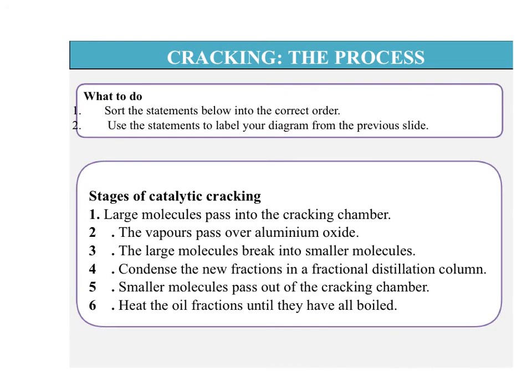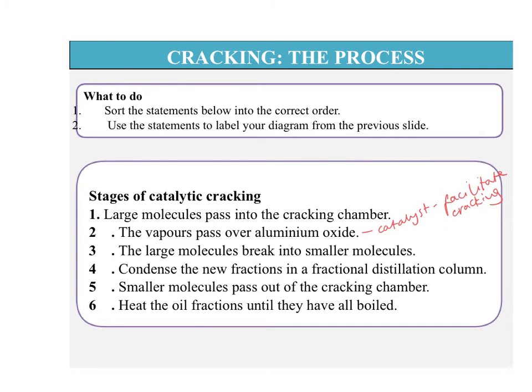So to begin with, we've got those large molecules from the ceramic fibres that's soaked in the paraffin passing into the cracking chamber. And these are now moving as vapours. They've been heated up, they're in the gaseous state, and they're going to pass over the aluminium oxide. If we recall, that's our catalyst. That's going to facilitate the cracking, which means it's going to speed it up and reduce the energy, and those large molecules are now breaking up into the small molecules. And these small molecules can move out of that tube, and they can go into a distillation column.